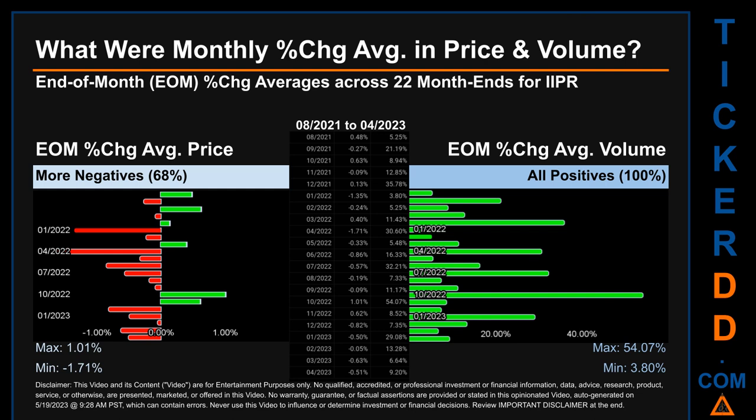Price saw an end-of-month max of 1.01% in average percentage change, along with a minimum of -1.71%. For volume, the maximum and the minimum monthly percentage change were respectively 54.07% and 3.80%.